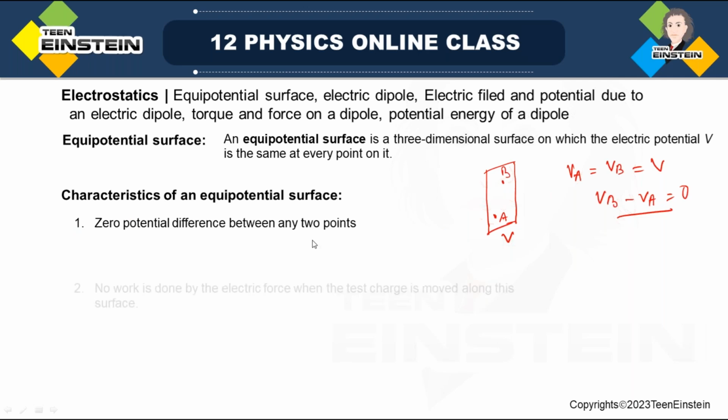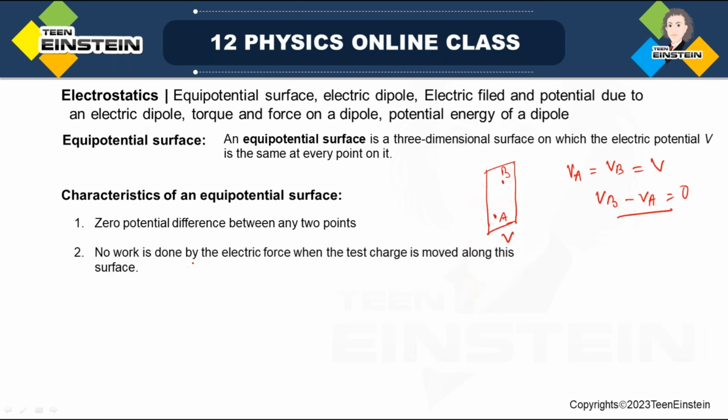So if the potential difference is 0, then I don't have to do any work while taking a point positive charge. Suppose I'm taking a positive charge from A to B. What will be the work done in this case?